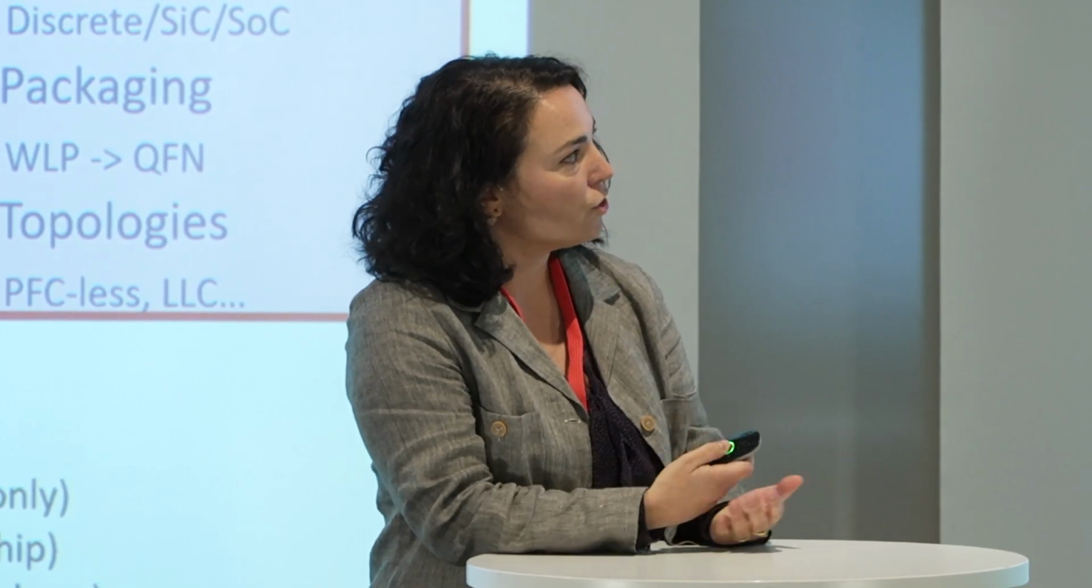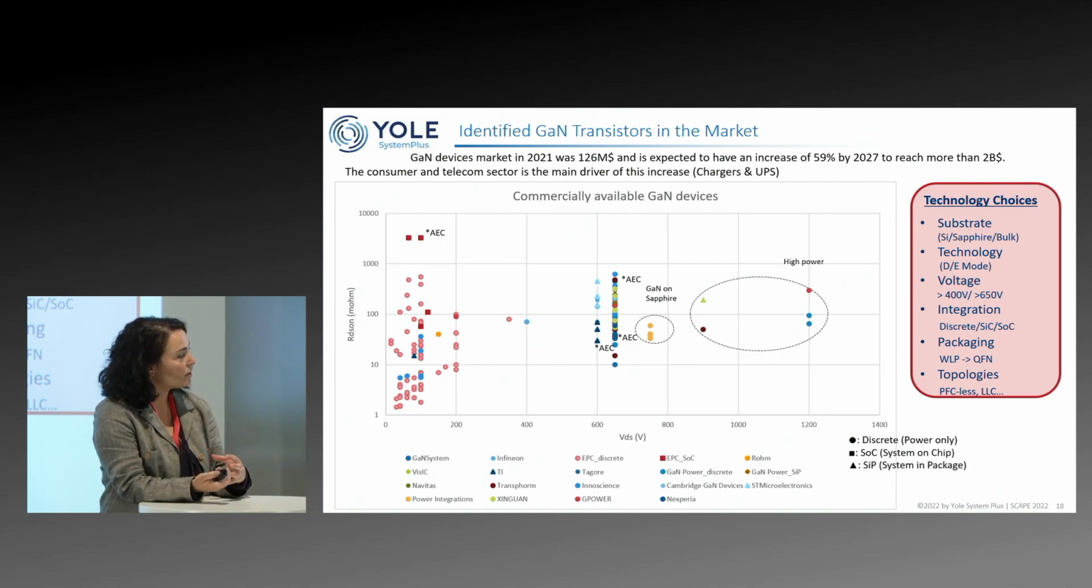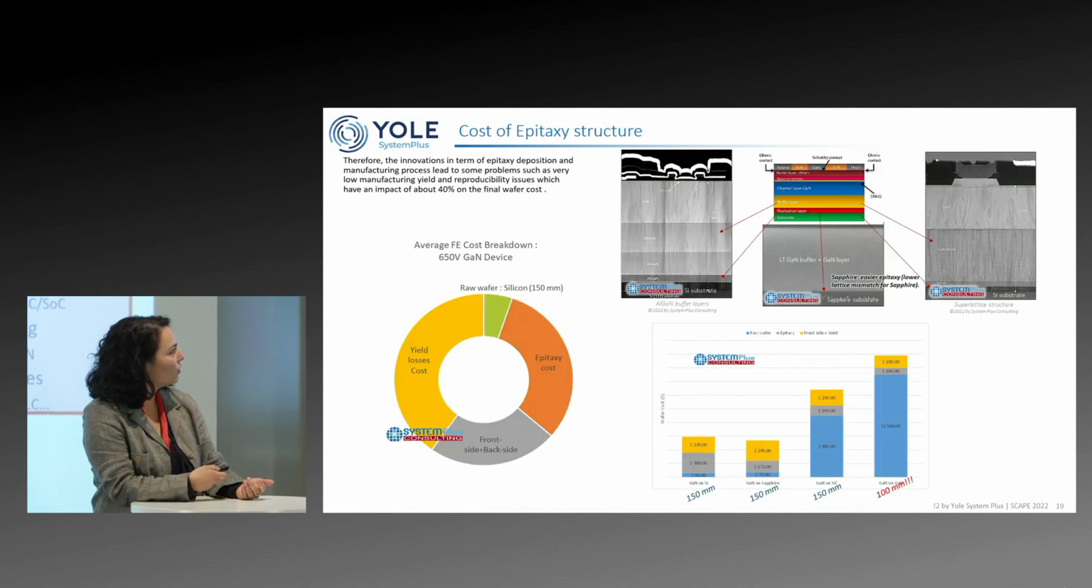Use the device in a charger, mainly the driver is integrated. And so the technology, you have the technology choice, again with different options. The substrate: silicon, sapphire, bulk, R&D, D-mode, E-mode, the type of voltages, obviously for different applications. As I say, the integration: discrete, system on chip, system on packaging, sorry, and then the type of packaging and topologies.